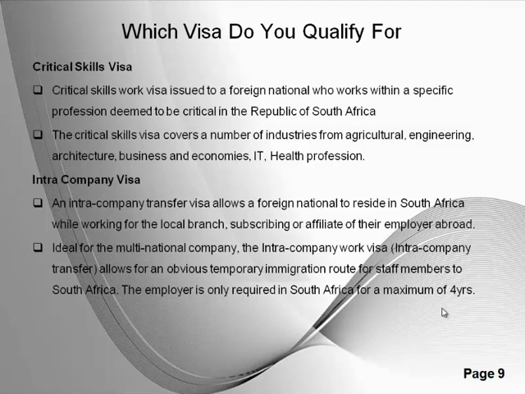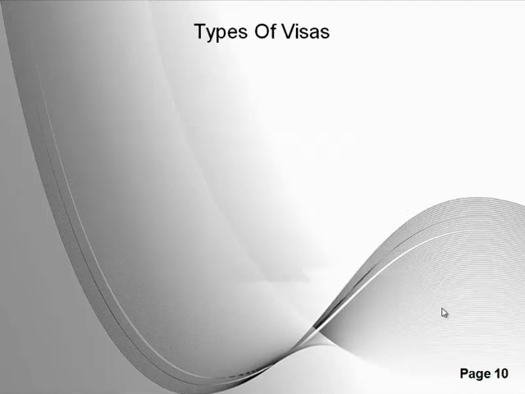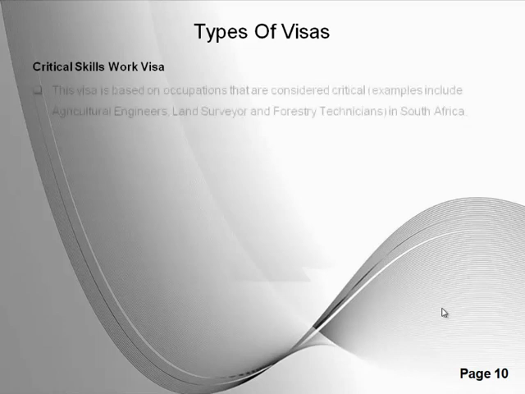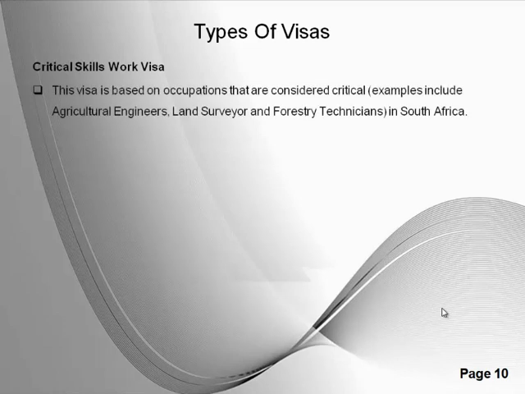Now let's look at the critical skills work visa. What is it based on? Basically, we have covered the people that are covered, and there is a list that is available. Also, to apply for this visa, you don't need to have a job offer.